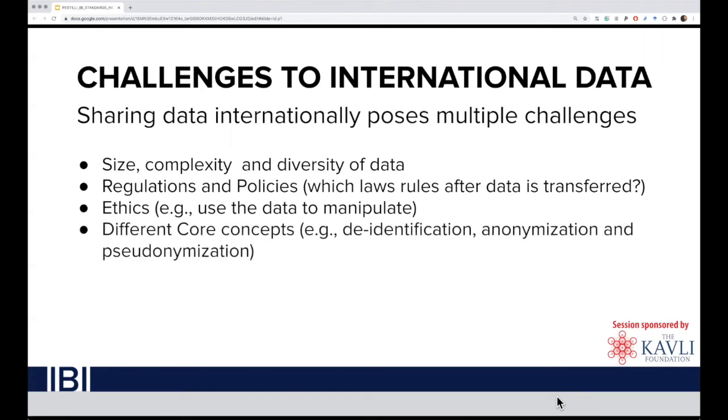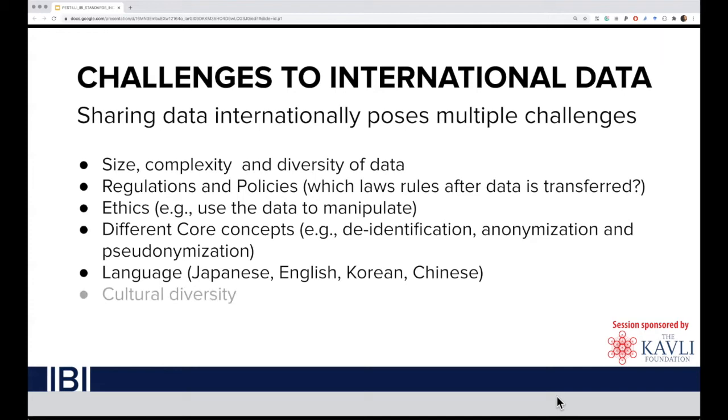And also there are different core concepts and definitions in different parts of the world. For example, the terms de-identification, anonymization, and pseudonymization are different, but often used interchangeably. Language: there are different languages in different countries, and that creates barriers for sharing the data, at least for what pertains to understanding, documentation, and principles and laws. Finally, there's cultural diversity. Different cultures bring to the conversation different attitudes, and some of the cultures are more proactive than others, but that doesn't mean that one culture is better at sharing data or more willing to share data. These are all aspects that need to be understood and worked around so that international data sharing can be effective.